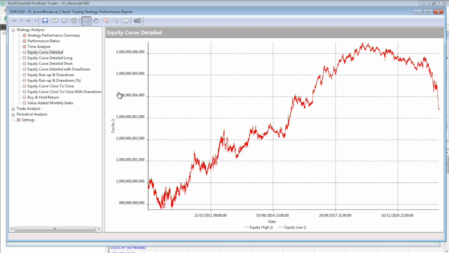Euro dollar, equity curve was nice up until, where are we here? Probably 2018-19. And this is what can happen with strategies. Look at how nice this performed, and then it just completely stopped working for whatever reason. And this is one thing you have to be aware of when you're trading these strategies. You have to monitor the performance and decide when you're going to switch these off.